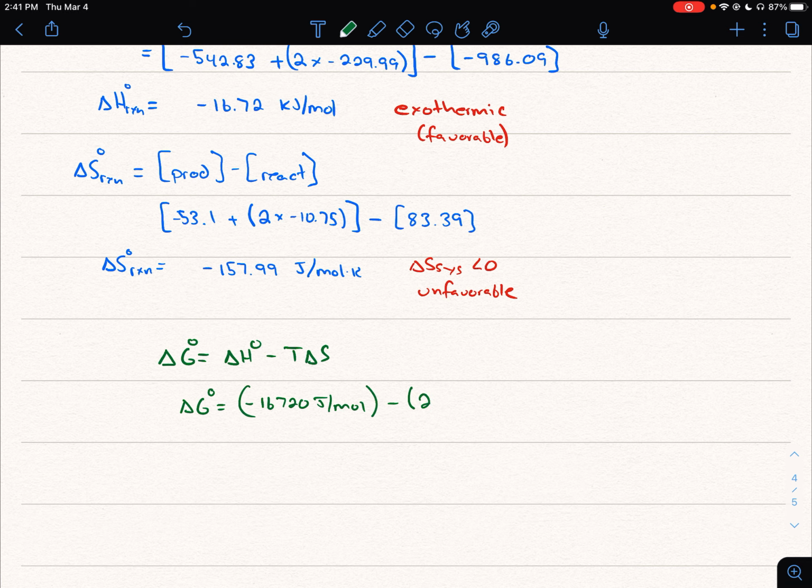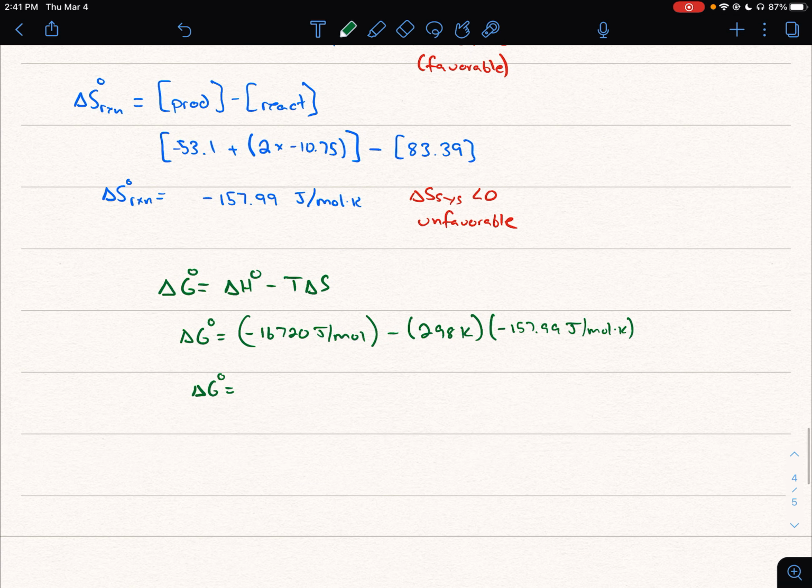minus our temperature of 298 that was given in the problem, Kelvin, times our negative 157.99 joules per mole Kelvin. Notice the Kelvin units cross out, and we're left with joules per mole. And in the end, our delta G is going to be, and I'm going to go back into kilojoules now, 30.4 kilojoules per mole. So this is our change in Gibbs free energy of the reaction.